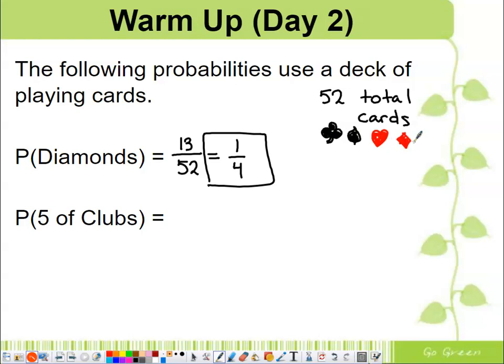The next one that we have, what's the probability that I get a 5 of clubs? We are specifically interested in one card in particular, which is that 5 of clubs. So there's only one of them, and there's 52 total cards. So the probability is a 1/52 chance.